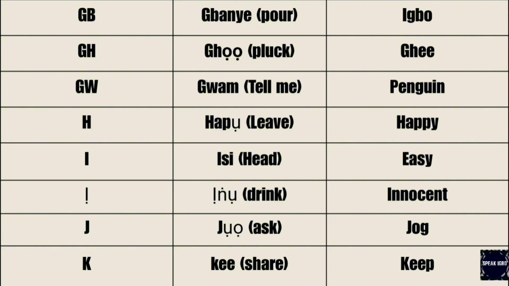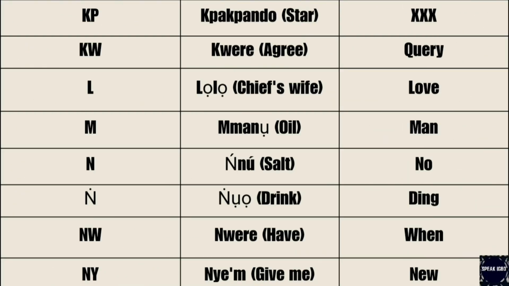Ki, K, to share. The K word there is keep. Later is P. We have Pakmandu. It means star. Well, I didn't get an English word to narrow it down that has the A sound. So we'll move on to the next one.